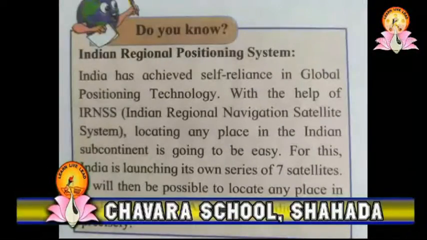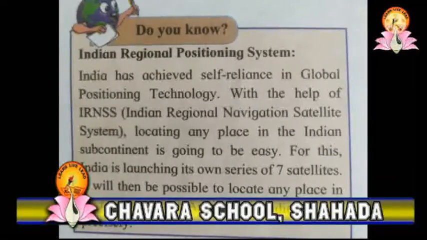India has achieved self-reliance in global positioning technology with the help of the Indian Regional Navigation Satellite System. Locating any place in the Indian subcontinent is going to be very easy. For this, India is launching its own series of 7 satellites. This will make it possible to locate any place in the region of South Asia and the Indian Ocean.